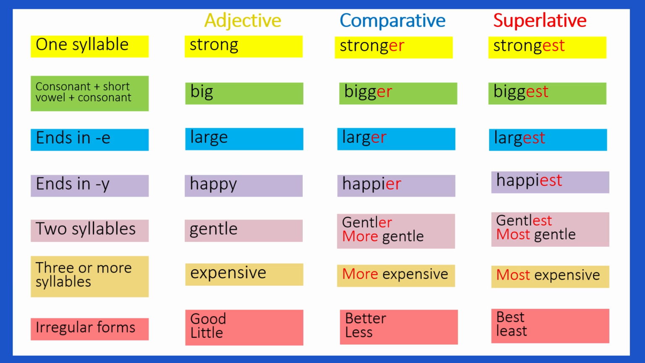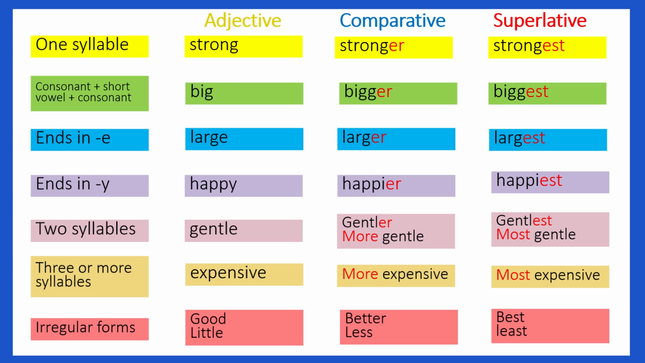For the fourth one, the purple color here, replace the letter Y with I and add er for the comparative adjective and est for the superlative. Okay? For example, happy, happier, and happiest.